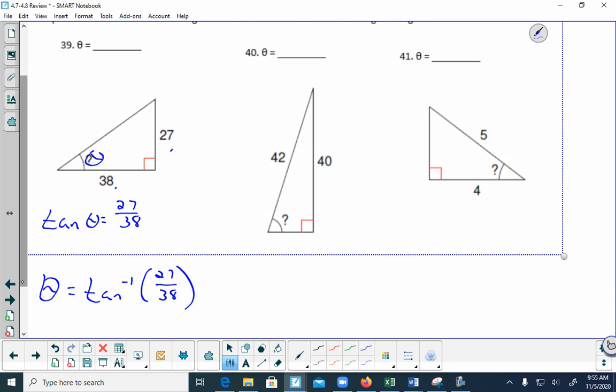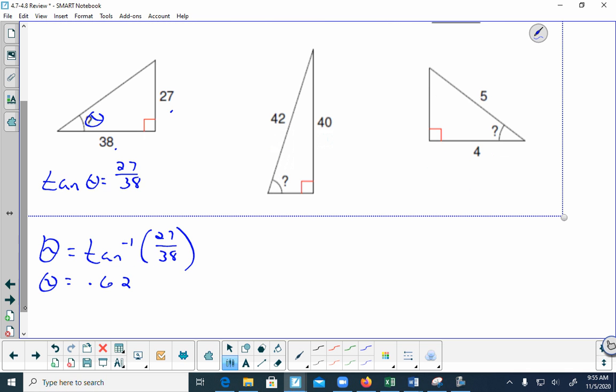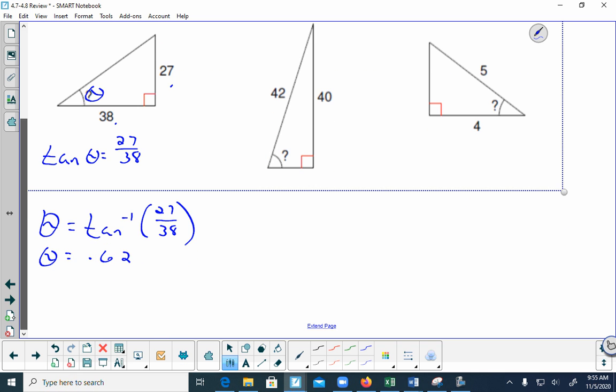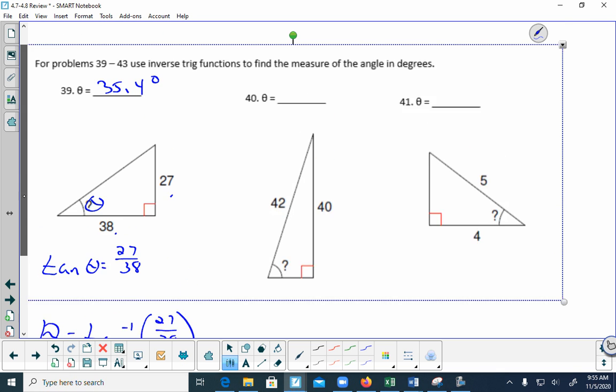So when I first put this in my calculator, it told me theta was equal to 0.62, rounded to the nearest hundredth. So I'm going to change that to degrees, and I'm either going to multiply by 180 and divide by pi, or hit the DD button on my calculator, whatever makes you happy, and I'm going to get an angle of 35.4 degrees. But this is the answer that I'm going to see first on my calculator, and that is right. I just have to change it to degrees.